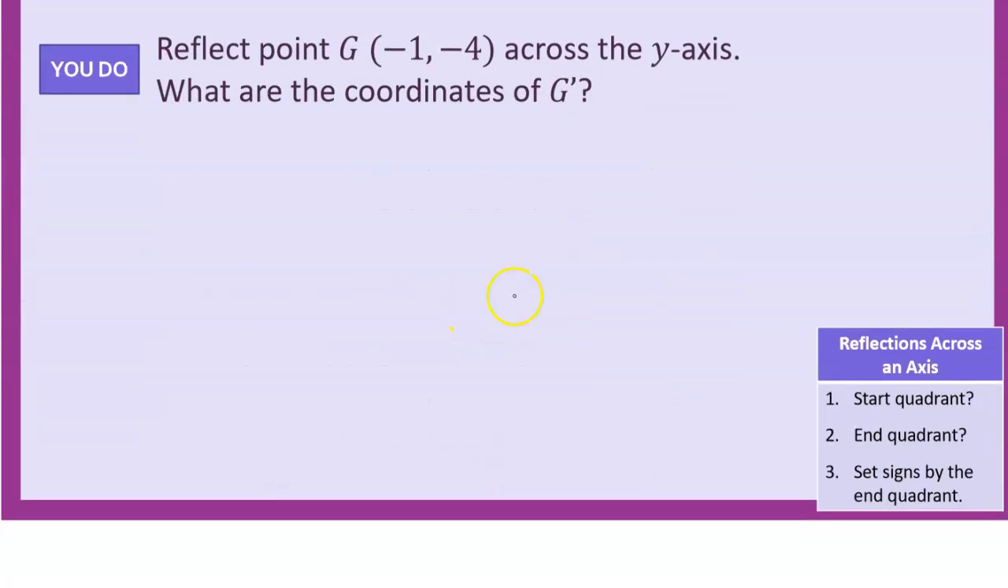One more. Reflect point G at negative 1, negative 4 across the y-axis. What are the coordinates of our image G prime? What quadrant do we start in? Are both x and y values positive or negative? They're both negative, which means we're in quadrant 3. We're going to go across the y-axis this time and end in quadrant 4. In quadrant 4, we have positive x values and negative y values. So positive x, negative y, we'll apply them to those original numbers we had, 1 and 4. So we get a positive 1 and a negative 4.